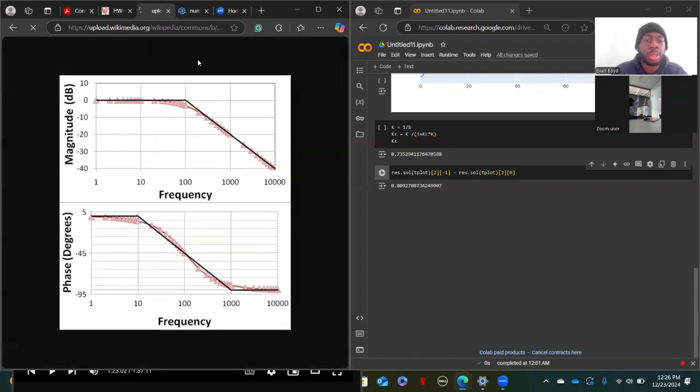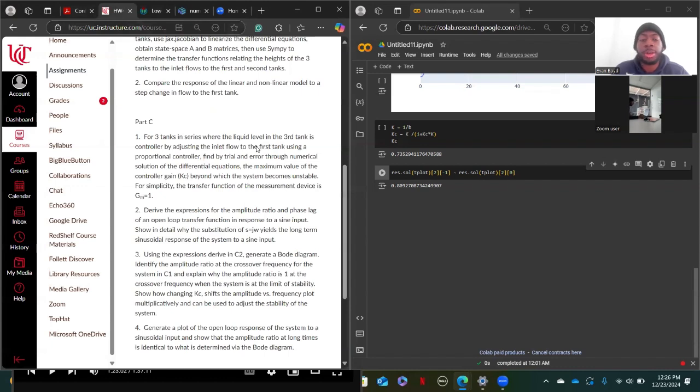Which will look like this. On the top is the amplitude ratio and the bottom is phase lag. And for this, once we create our Bode diagram, we have to explain why our crossover frequency for it is at 1. And then also show what if we change the KC, how would that affect the shift for our amplitude versus frequency plot?